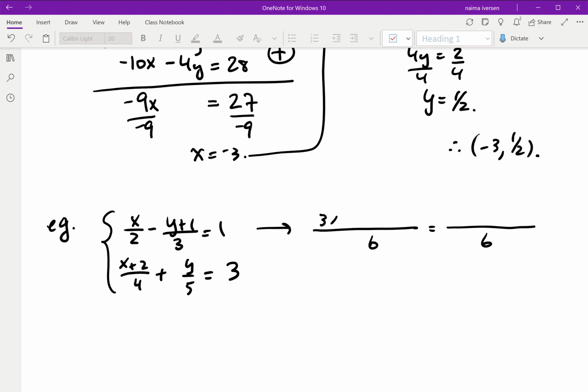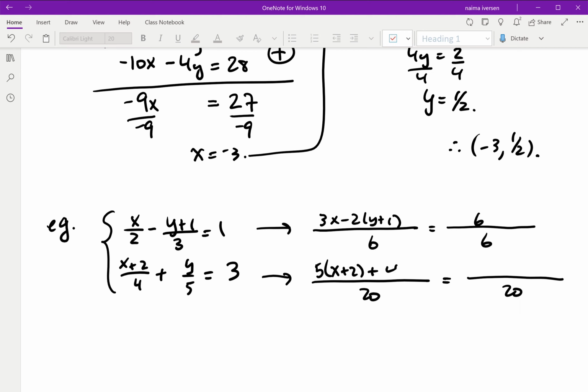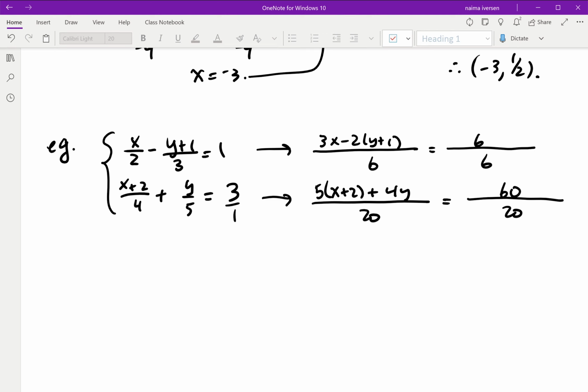So we had 3x minus 2y plus 1 was equal to 6 over 6. And the second one, we got a common denominator of 20. And we had 5x plus 2's and then 4y's is equal to 3 over 1 times 20 was 60. So this is what my equations look like. 3x minus 2y minus 2 is equal to 6. Or even better, if I keep moving with that one, 3x minus 2y is equal to 8.